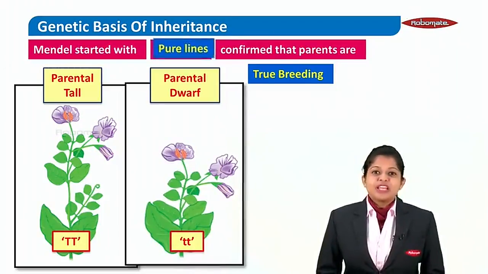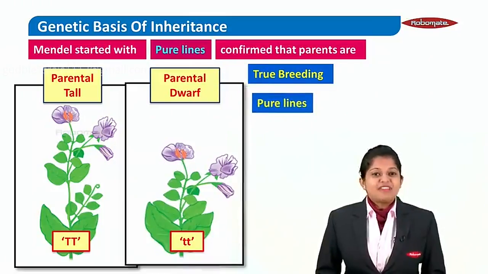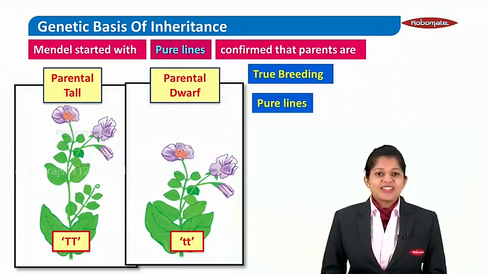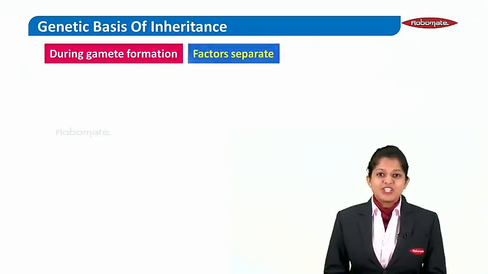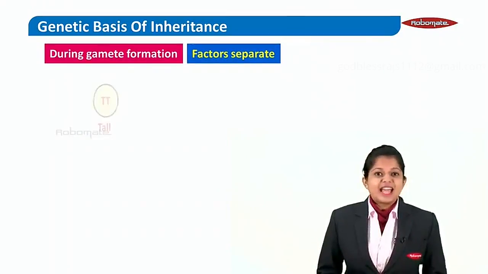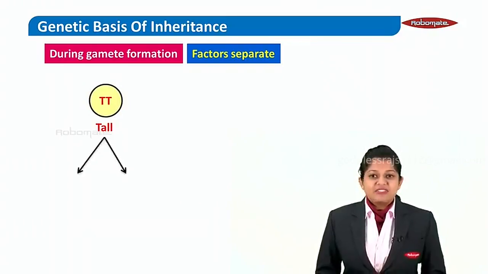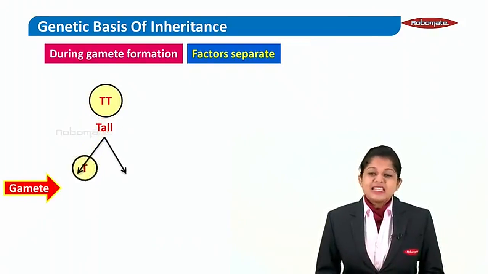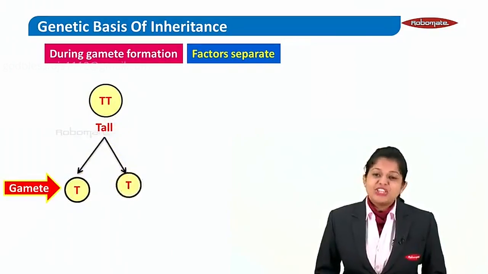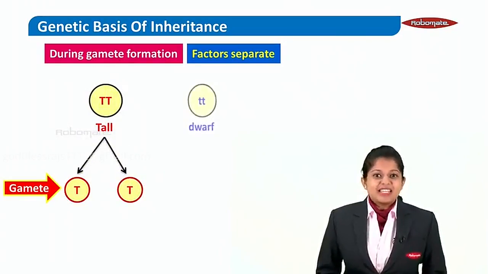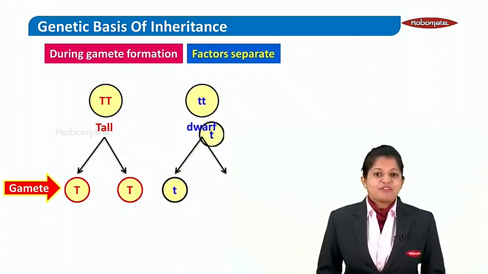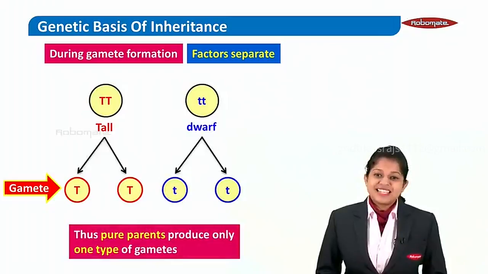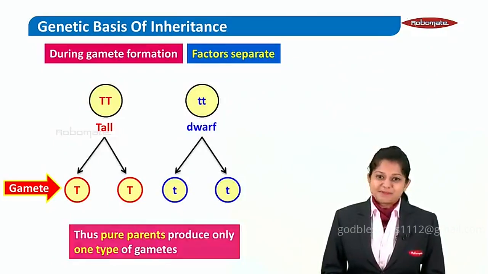Now, after he proved that the pure lines are true breeding, he further crossed them. During crossing, the pure lines produced gametes. Now, during gamete formation, the factors separate. Let's see how. The parental tall give rise to gametes containing the same type of factors having the dominant trait, and similarly, the parental dwarf also produce gametes having the same type of factors for the recessive trait. Now, all these factors are seen to have a single type of gamete.